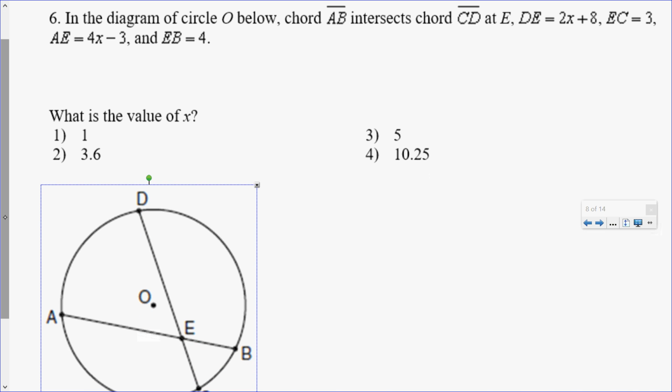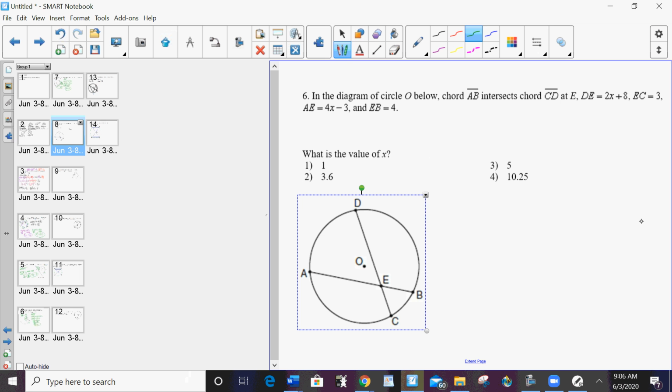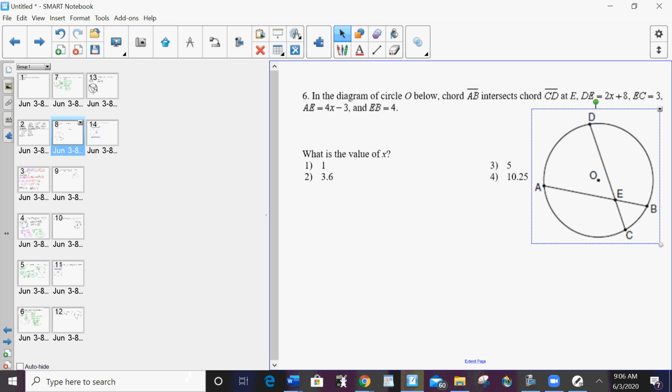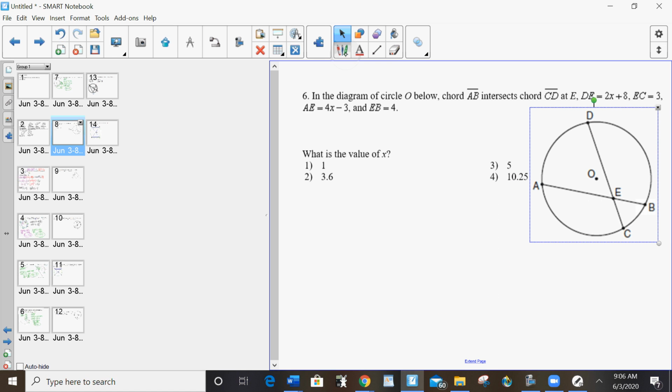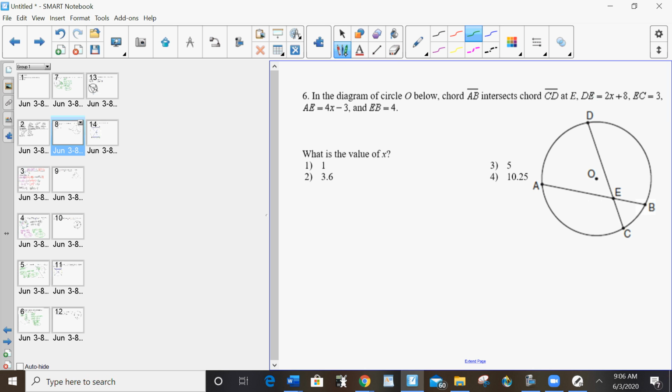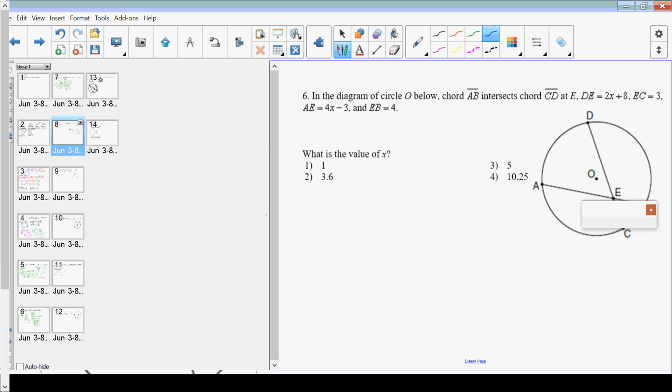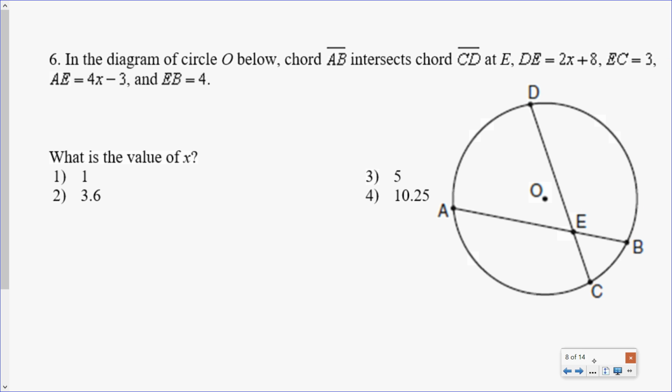DE, let's see if I can move this up a little bit so I can actually see it. Put it there. Perfect fit. Let's go blue. DE is 2x plus 8, EC is 3, AE is 4x minus 3, EB is 4.